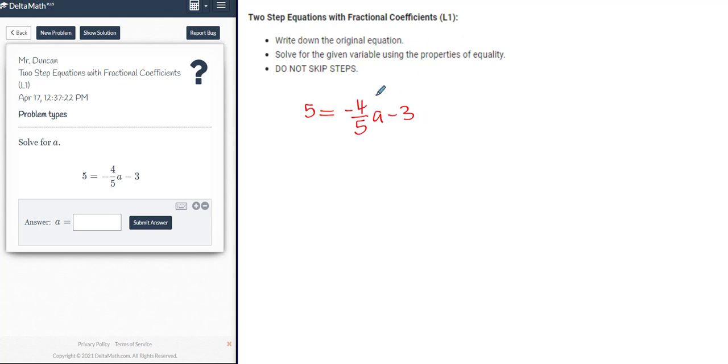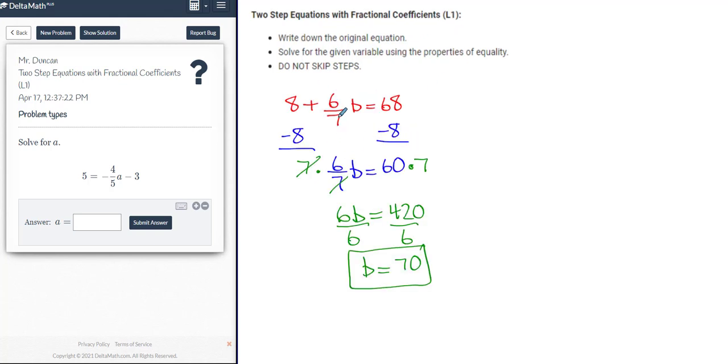First thing I'm going to do is I want to isolate this variable term on the right side of the equation by getting rid of this constant term of negative 3. So I will begin by adding 3 on both sides. On the right side, those will obviously cancel, and I'll cross those out. On the left side, 5 plus 3 is 8 is equal to negative, don't forget your negative, 4 over 5 times a. Okay, cool. Now in the last problem, again, we got rid of the denominator of 7 by multiplying by 7 on each side.